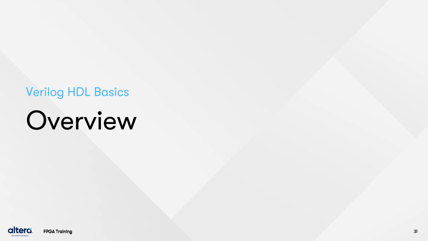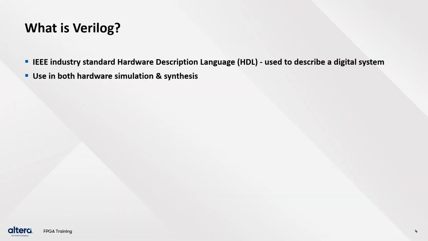Let's talk about Verilog Basics overview. What is Verilog? Verilog is an IEEE standard hardware description language, a text-based language used to describe circuits that will eventually be implemented in hardware. Verilog, like its competition VHDL, can be used to model hardware for the purpose of both simulation and synthesis.